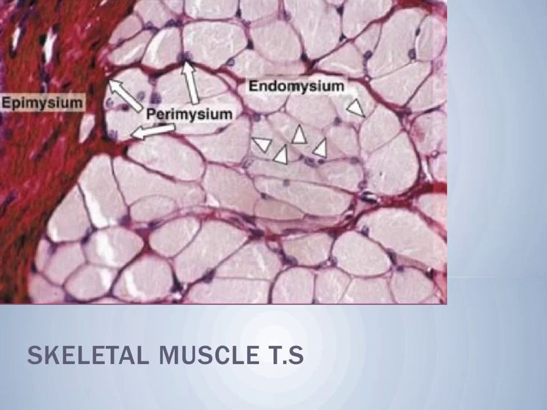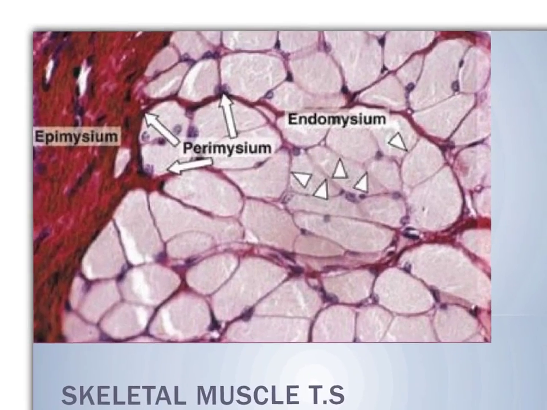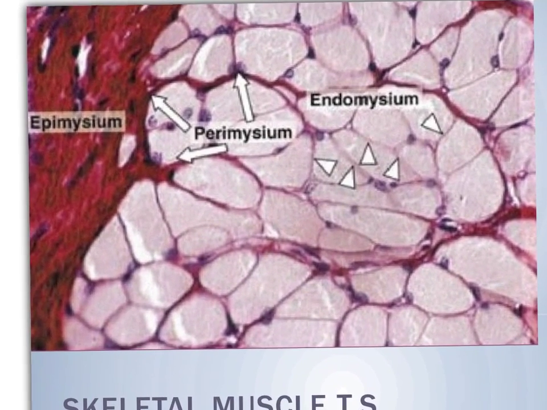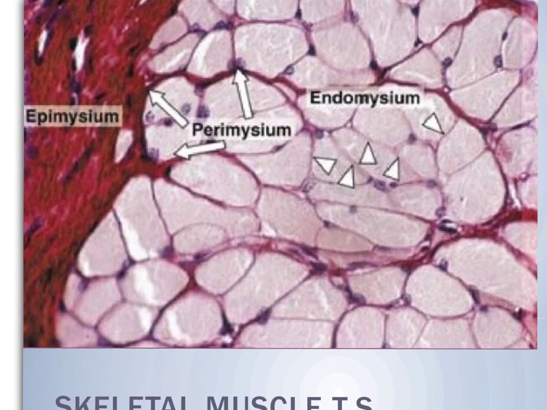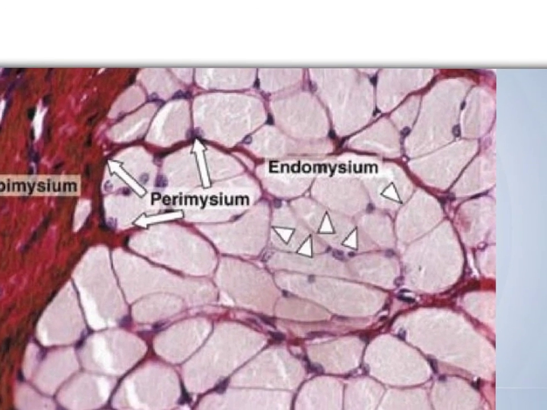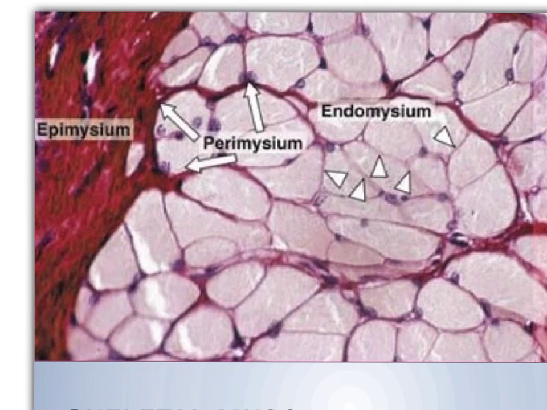In this slide we have a very important thing, which is the connective tissue material in the skeletal muscle. First we have this very thick connective tissue, which is the epimysium. This epimysium covers the whole muscle, and you should remember it is formed of dense connective tissue. It contains large blood vessels, large veins, and large nerves.